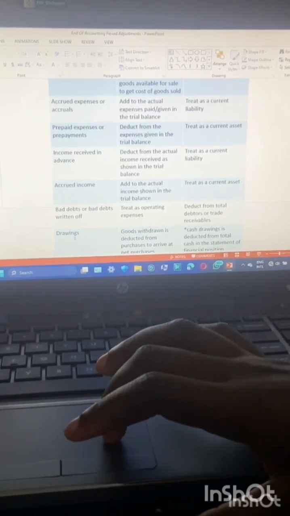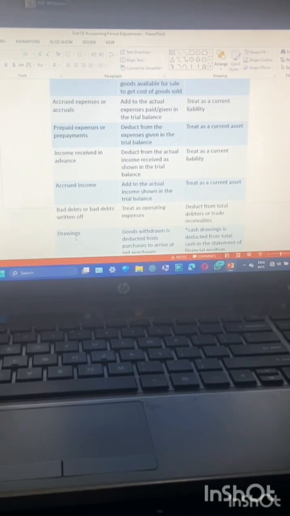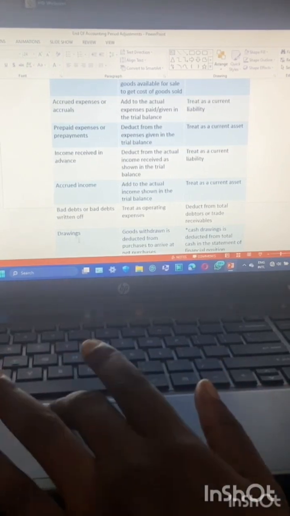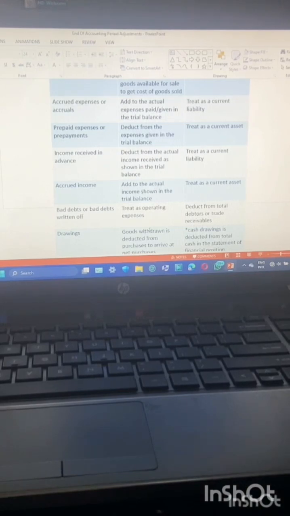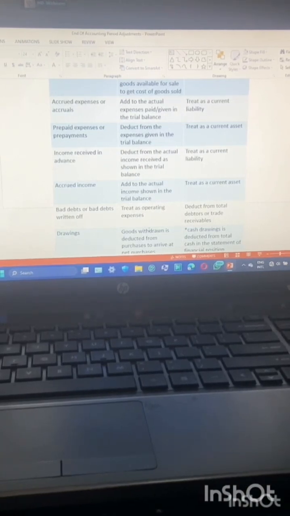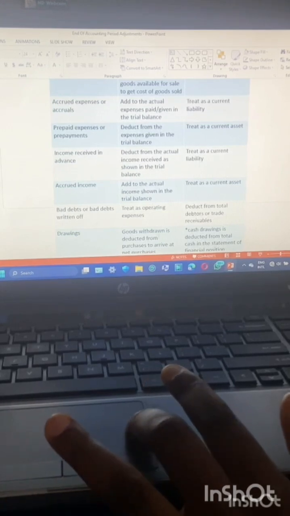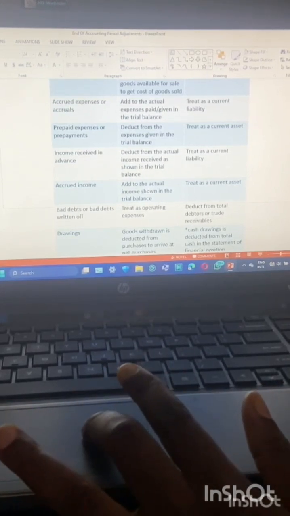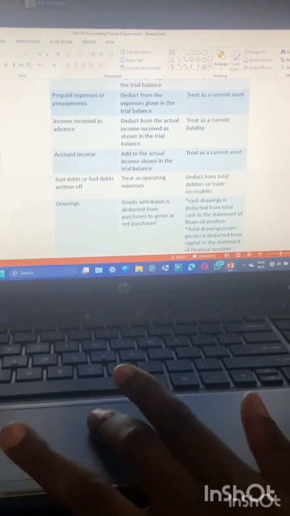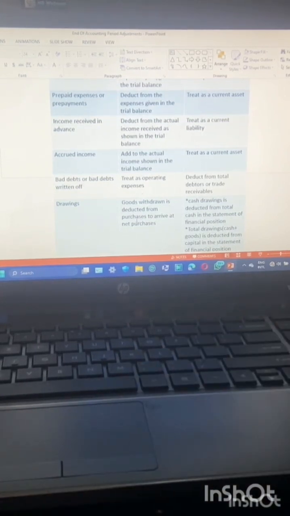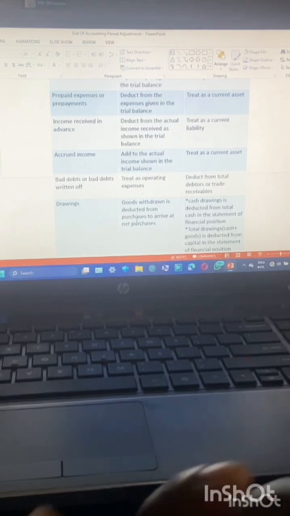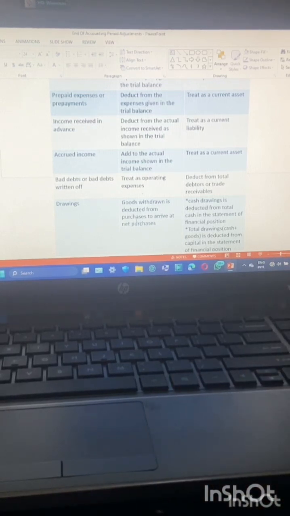We reduce it from our total debtors. Now we have drawings. Like I said, drawings can be both cash withdrawn or goods withdrawn. Now the goods withdrawn reflects in the statement of comprehensive income, right? It is deducted from purchases. As you can see, when we withdraw goods, we deduct it from the goods purchased for the year, all right, to arrive at our net purchase. That is, if we have goods that were withdrawn, we deduct it from the purchases, all right. If this information was coming in our additional information, you have to take note of this. It is different from the drawings in the trial balance, all right.